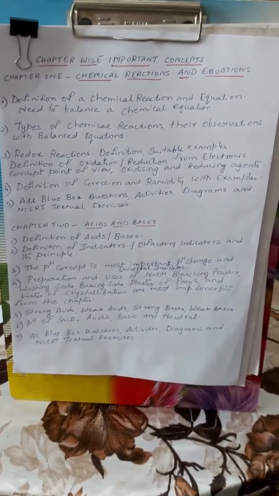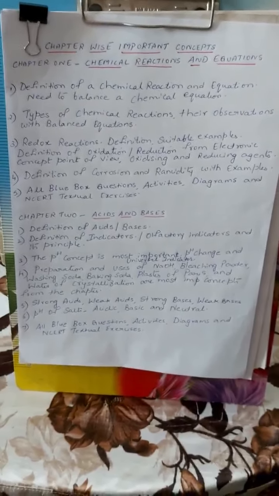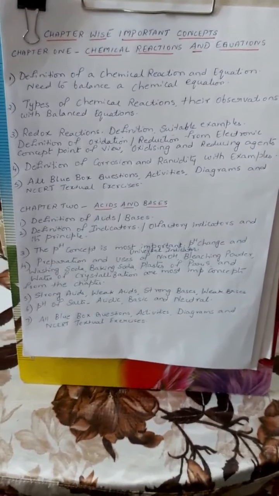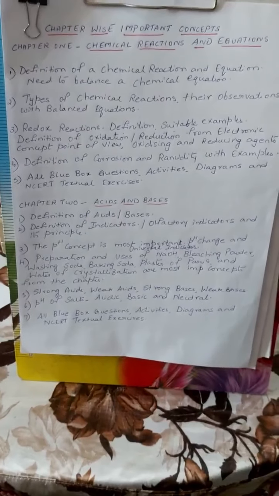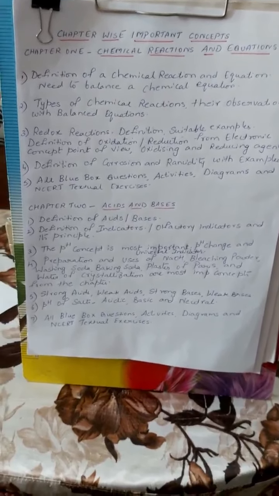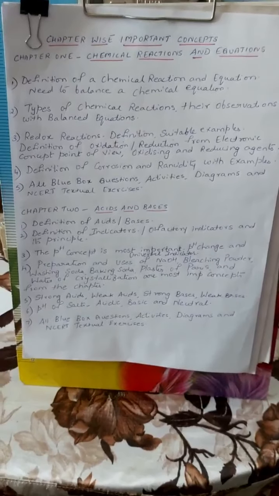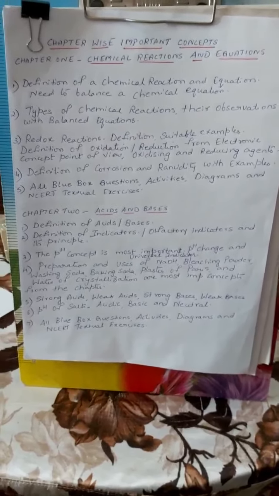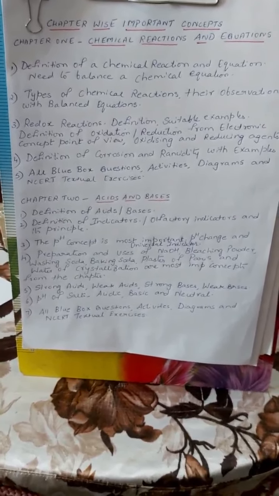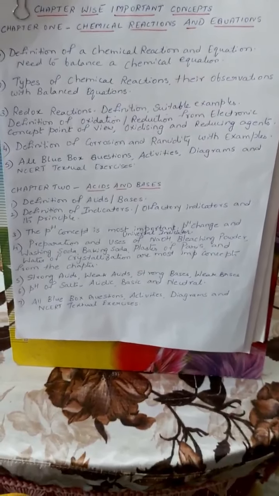Now first, let us take up the chapter-wise important concepts that a student has to prepare if you want to score 100% marks in chemistry this year. The first chapter is chemical reactions and equations, and the second chapter is acids and bases. First, let us study all the important concepts that you need to be thorough with for an efficient preparation and for the best performance. First one, the definition of a chemical reaction and equation.